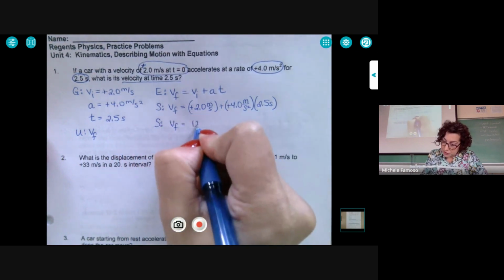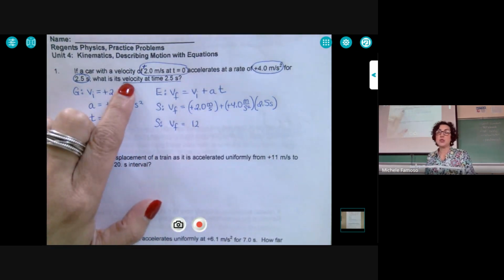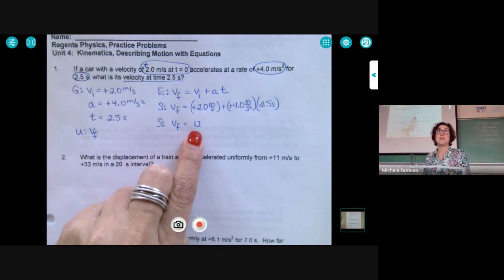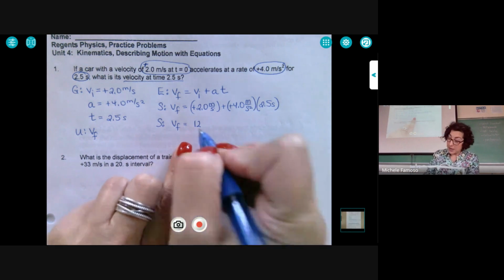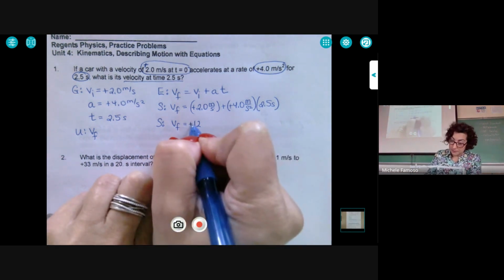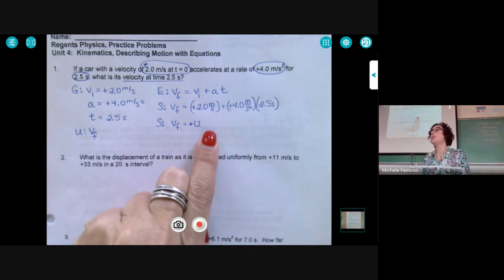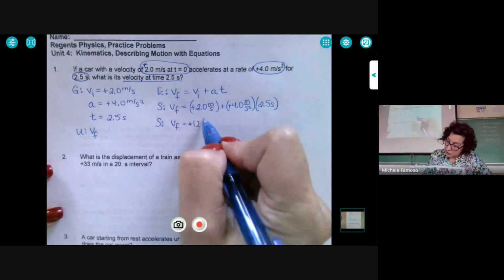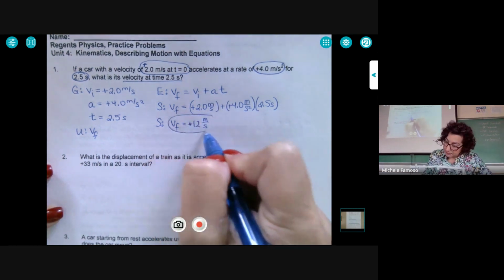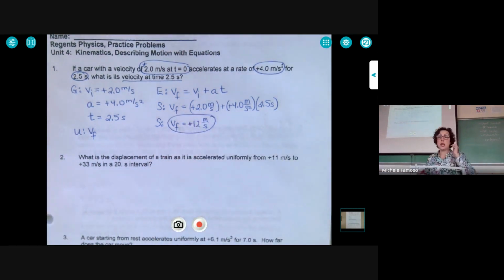Because I asked you for a velocity, which means it must have a direction. What is the direction of this answer? Plus, positive. Make sure you put a positive sign on it, or it's not a velocity. Plus, it also needs units. What's the correct metric unit for a velocity? Meters per second.